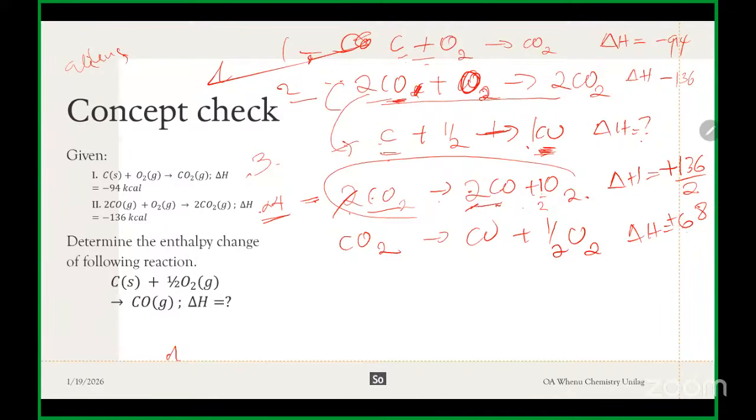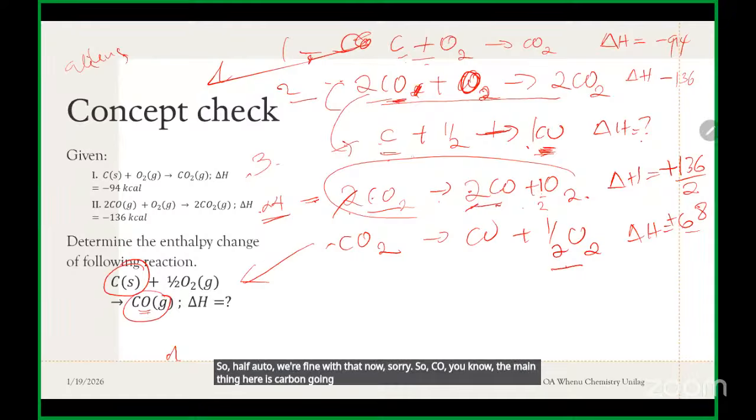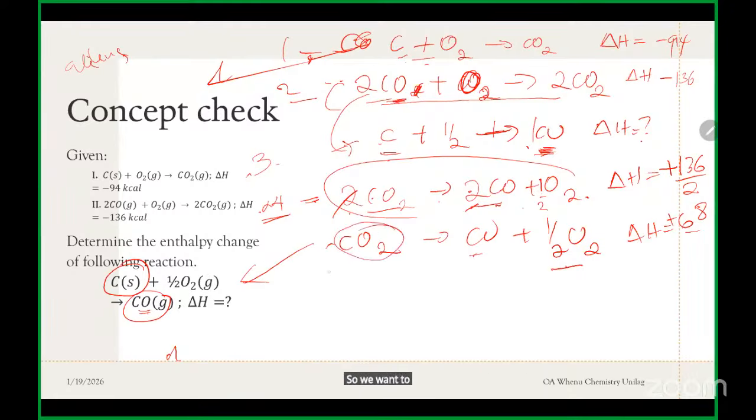Once you get positive 68, let's compare this to our reaction. Half O2, we're fine with that now. The main thing here is carbon going to carbon monoxide. So we want to eliminate CO2 because it's not in the net reaction. We want to maintain only carbon monoxide, and the oxygen in the reaction.